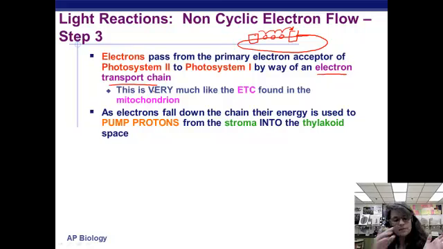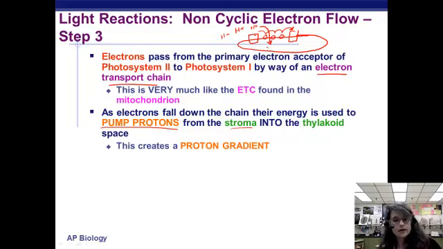As the electrons are passed along the electron transport chain, they lose a little bit of energy. But just like in cell respiration, they don't just lose energy to the ether, to the vacuum of space. That energy is used to do something. It is used to pump protons from the stroma. Out here, there's protons. Remember, we broke down water, so there's going to be lots and lots of protons out here. We're going to pump those into the thylakoid space, the thylakoid compartment inside the thylakoid.